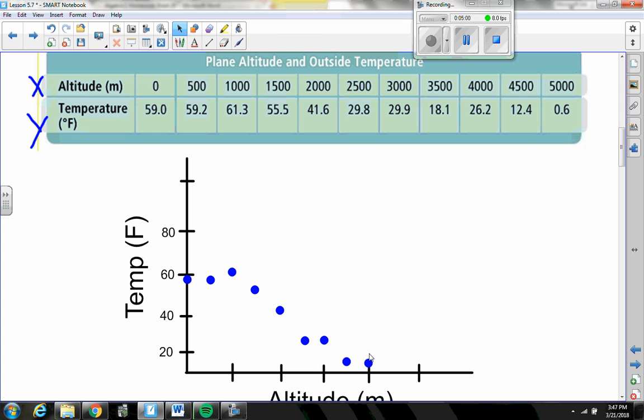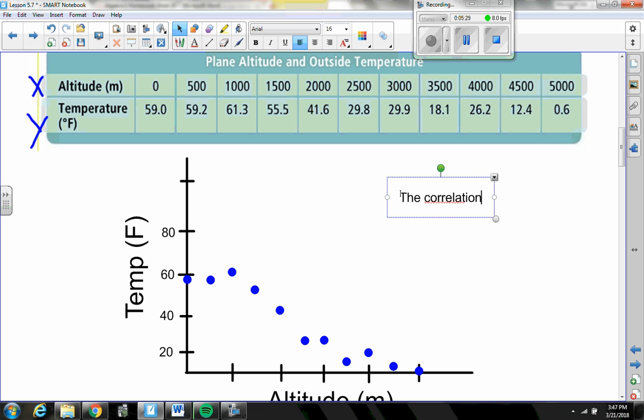So at 4,000, I should actually be back up here at 26. And then out at 4,500, I'm down at 12. And then at 5,000, I'm at 0.6, which is basically 0 degrees. So I've just created a scatter plot of a bunch of points that came from my two sets of data about altitude and temperature. And now I would be asked in the homework problem to describe the correlation of this set of data. Well, the correlation here is pretty clearly negative.